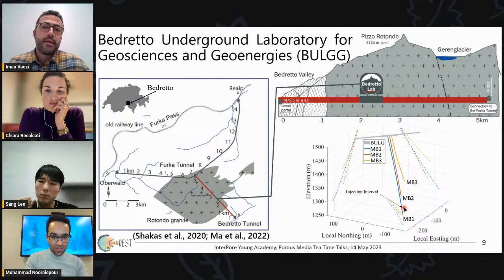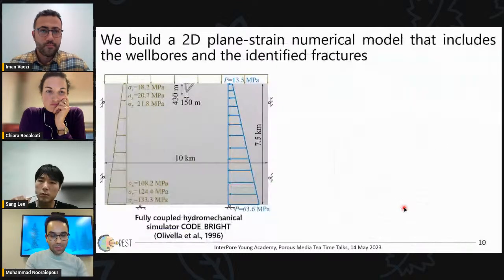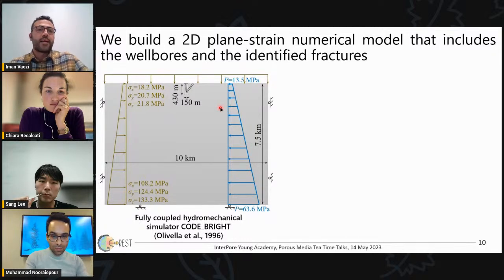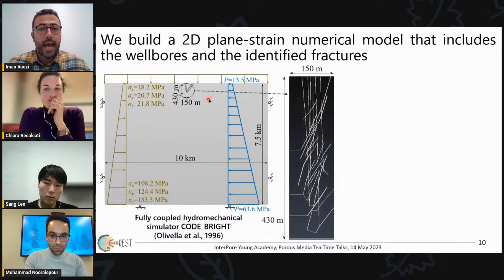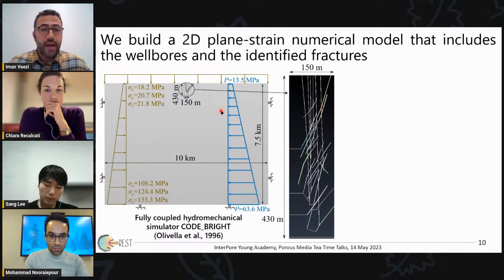MB1 in February 2020. We have developed a numerical model of this field experiment in a fully coupled hydromechanical simulator, CodeBright, a 2D plane strain model including all the wellbores and identified fractures. The model has a large extension to avoid boundary effects and is progressively refined toward the center, which represents the lab and its vicinity. The major fractures and shear zones, which were identified through borehole logging and geological structural analysis, are included in the model.